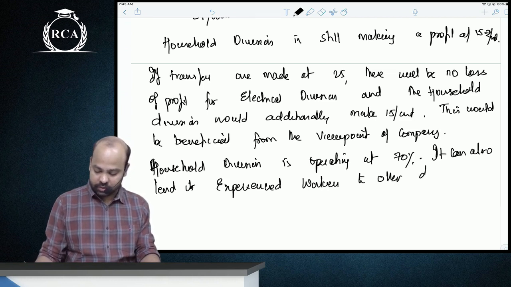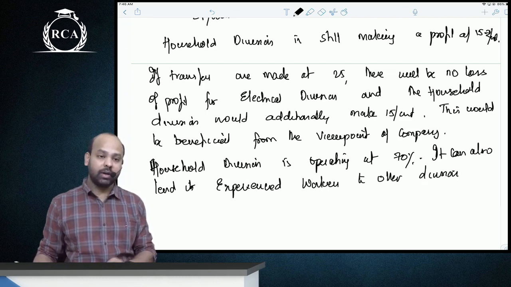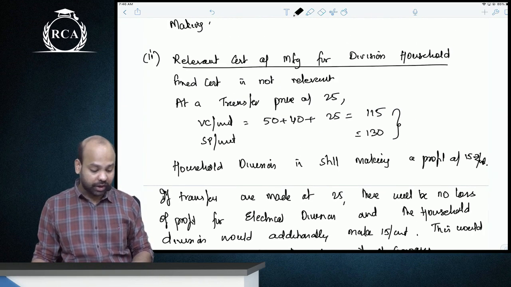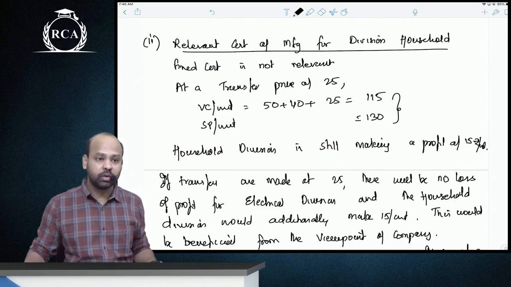This would be the answer. They said 18, beta, we are taking a transfer price of 25 rupees and we're proving that they're still making a profit of 15 rupees per unit, guys. 15 rupees per unit. Understood, sir?